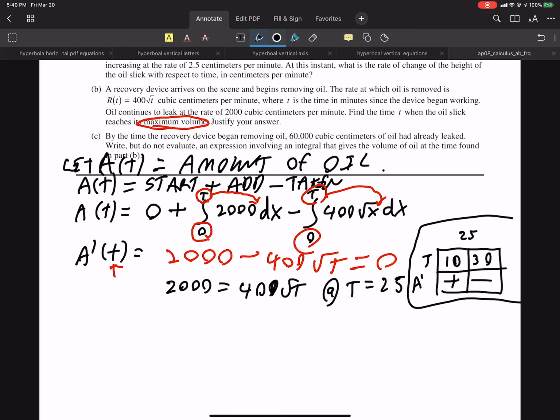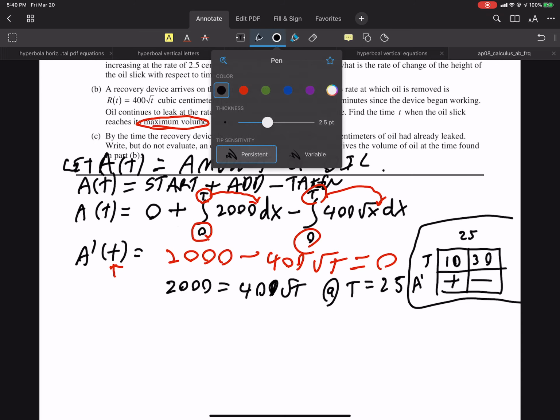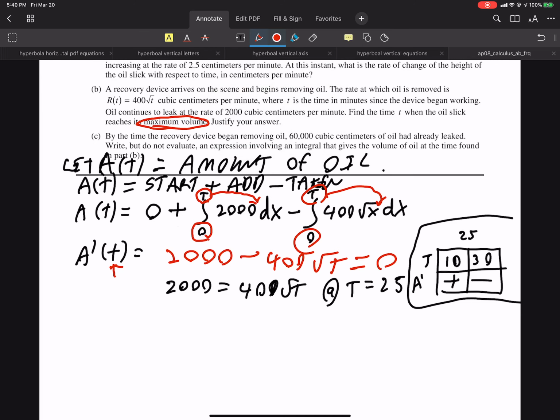So actually, you don't have to check the endpoints. This is one of the cases where you don't have to check endpoints, because think about what's happening here. You have a function from 0 to 25. The derivative is positive, so you know it's increasing all the way up to 25. After 25, the derivative is negative, so it's always decreasing. And since we actually have a theorem, if you have a function with only one critical point, that critical point will be a max or a min.